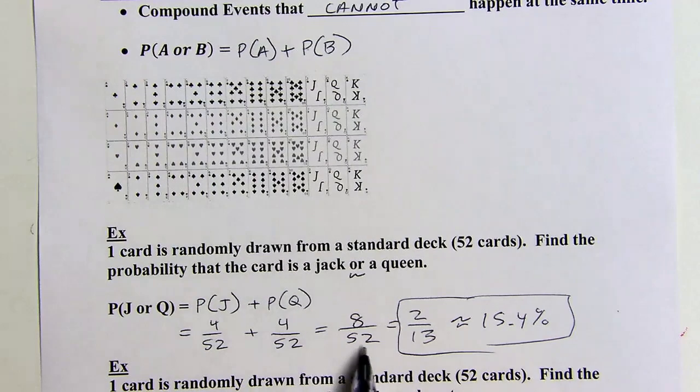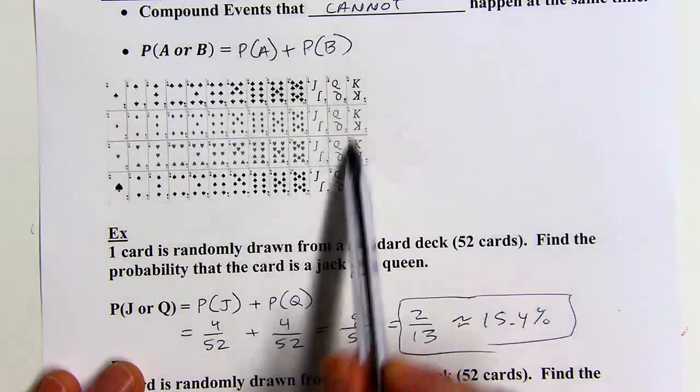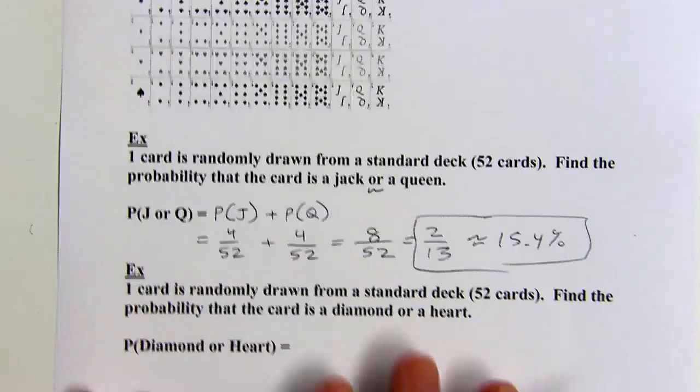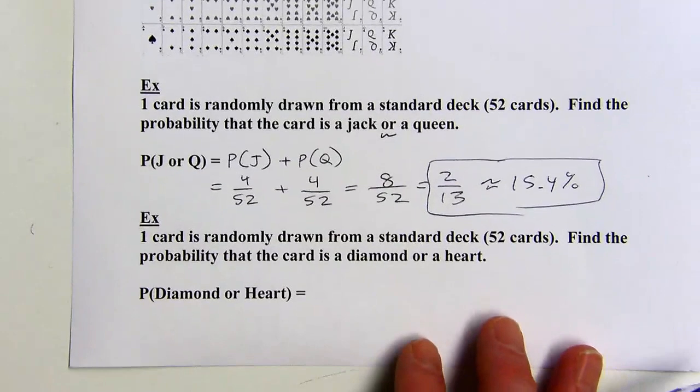4 goes into 52, that's good to just remember. So does 13. 4 times 13, because there are 4 kings, 4 queens, and so forth, and there are 13 different types of cards. Okay, so let's take a look at another one here.